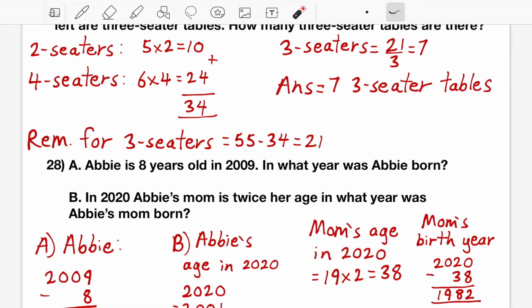Number 28. Abby is 8 years old in 2009. In what year was Abby born? So, when given someone's age in a particular year, we simply subtract their age from the year to get their date of birth or year of birth. So, Abby was born in 2001.